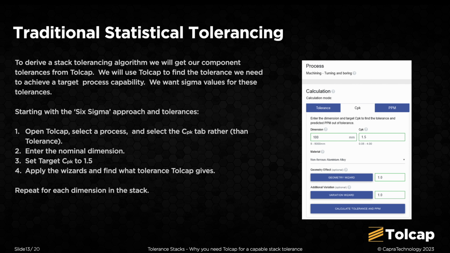So to derive a stack tolerancing algorithm, we'll get our component tolerances from TOLCAP. We'll use TOLCAP to find the tolerances we need to achieve a target process capability. We want sigma values for these tolerances. So as we said, we'll start with the Six Sigma approach and tolerances. So open TOLCAP, select a process and select the CPK tab rather than tolerance. Enter the nominal dimension, set the target CPK to 1.5, apply the wizards and find what tolerance TOLCAP gives. Repeat for each dimension in the stack.